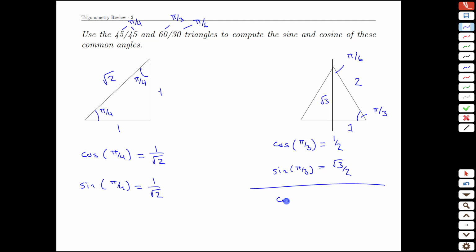We can then also do the same calculations for the pi over 6 angle. It ends up just being the opposite order. Cos is the adjacent over hypotenuse, that's root 3 over 2, and then the opposite over hypotenuse for sine gives us 1/2.